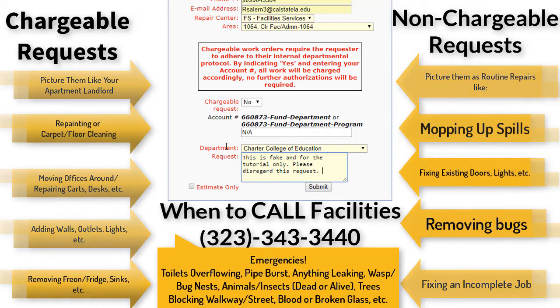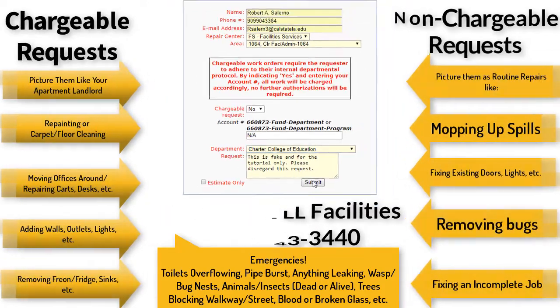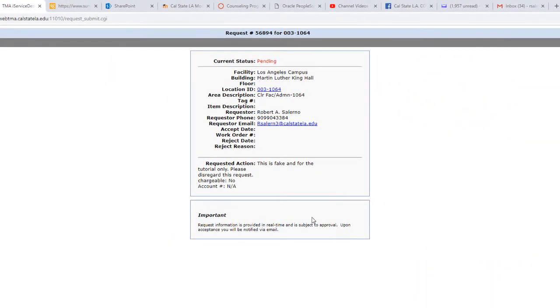For emergencies, toilets overflowing, a pipe burst, anything leaking, wasp or bug nests, animals or insects dead or alive, trees blocking the walkway or the streets, blood or broken glass, etc. Once we've finished, click Submit, and you will receive a confirmation email to the email you provided.